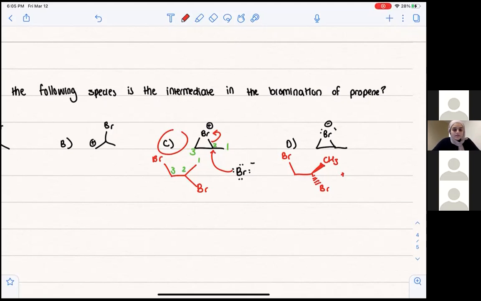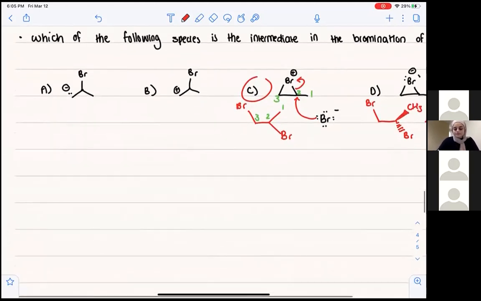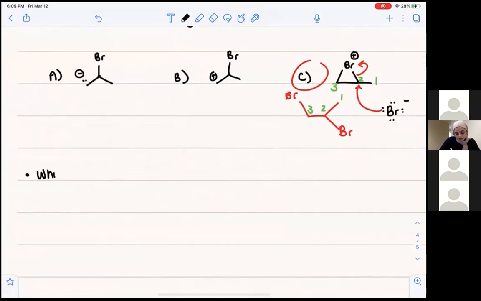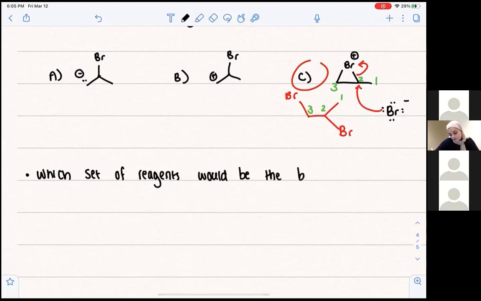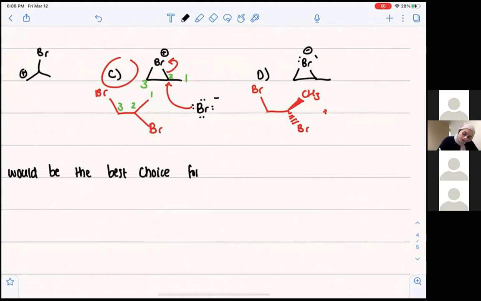Which of the following is the correct mechanism for the elimination reaction? Okay, this is an elimination reaction. Okay. Next question: which set of reagents would be the best choice for the transformation shown below?